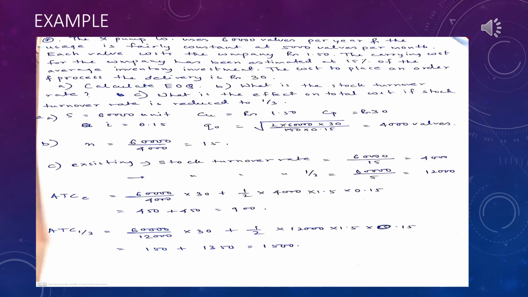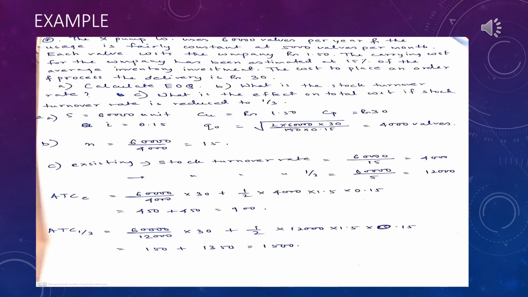In another example, we can see here that an organization uses 60,000 units per year of a particular item, and the usage is pretty much constant at 5,000 units per month. That is what we are finding out by multiplying the per month consumption and converting it into the per year figure. So, going on with the sum.